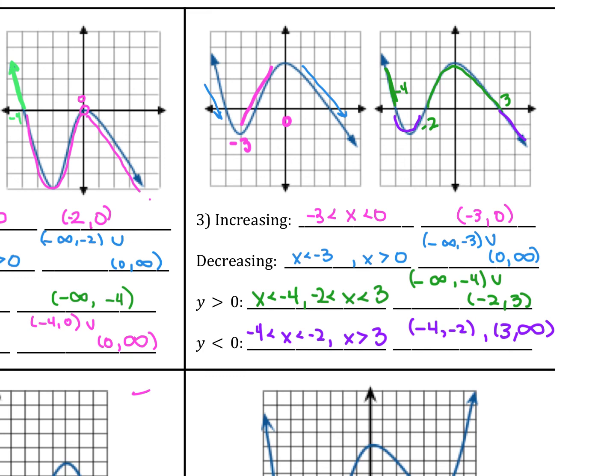Okay, here are the answers. So it's increasing between -3 and 0, and here are the two options with set notation or interval notation. It's decreasing when x is less than -3 and when x is greater than 0. When it's above the x-axis is when x is less than -4, and between -2 and 3. Then below the x-axis, when f of x is less than 0, it'll be when x is between -4 and -2, and again from x is greater than 3.